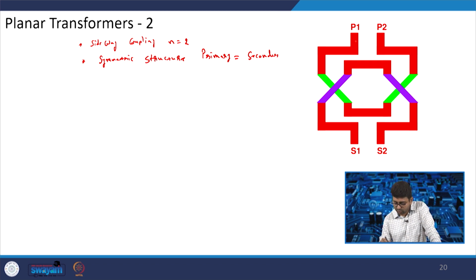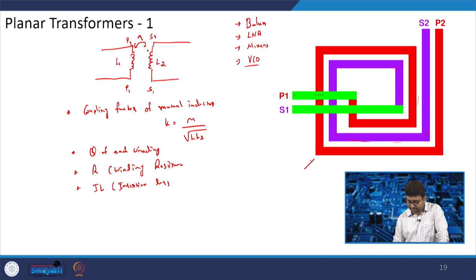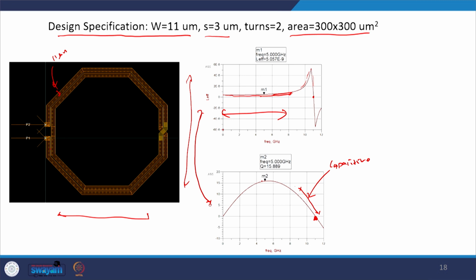So, how the P1 connection will be, it will be like this, and the secondary connection will be like this. In this case it requires more metal layers. Here the number of turns is 1, because there is only a single turn. So, the number of turns is 1, but in this there are 2 turns. And in this you require more metals.